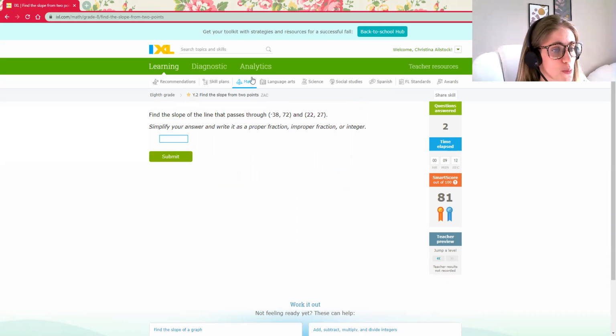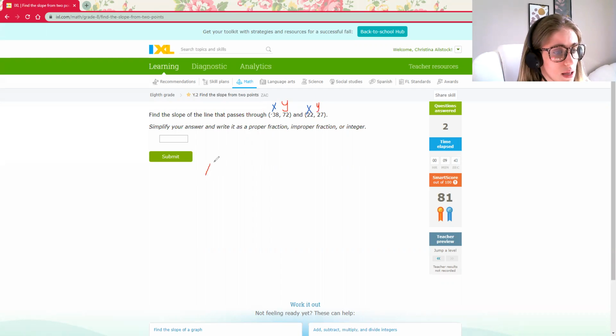All right, let's find the slope of the line that passes through points negative 38, 72 and 22, 27. I'm going to go ahead and just label my points because I'm starting to get a hang of this. I know that that's the first thing I should do. My x values are negative 38 and 22. My y values are 72 and 27.